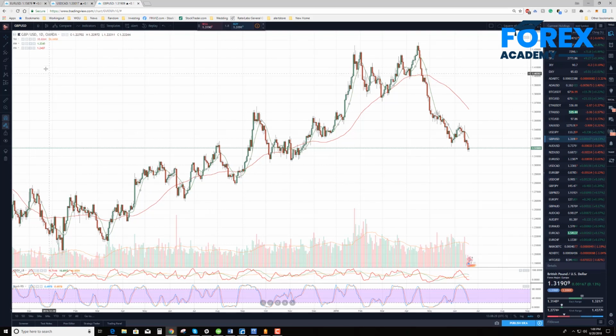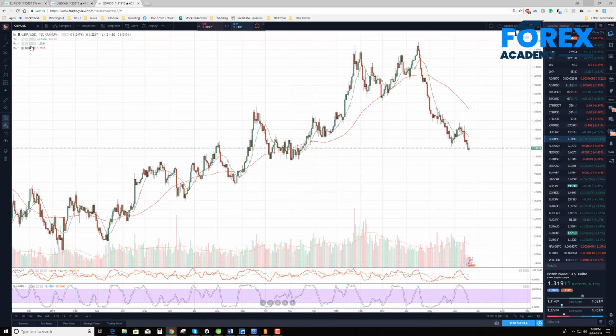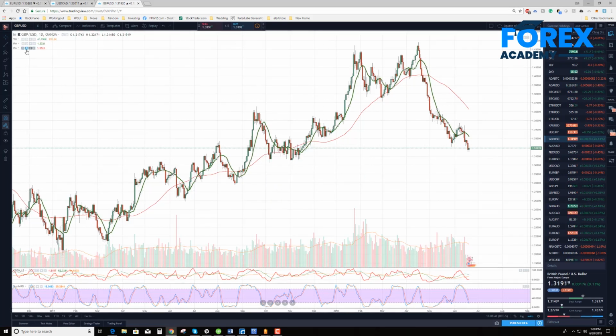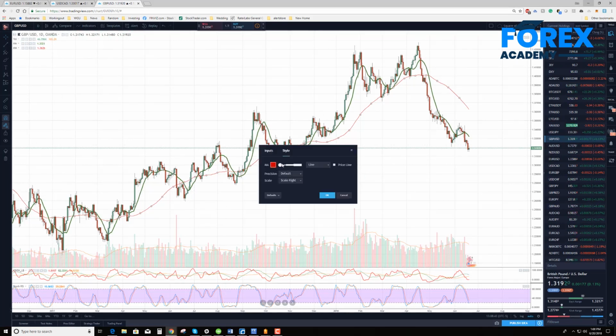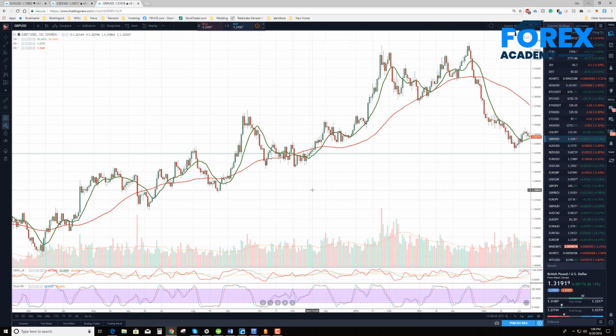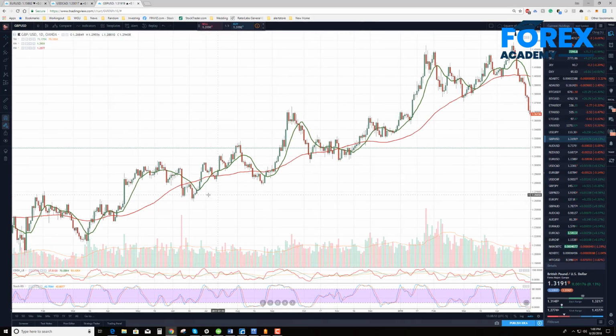We'll change this into like an 11-day. And actually, I want to make them a little thicker too. Moving average crossovers. If you're a profitable Forex trader, that means you've been in the market long enough that you made this stupid mistake too, where you thought that crossover systems were effective.